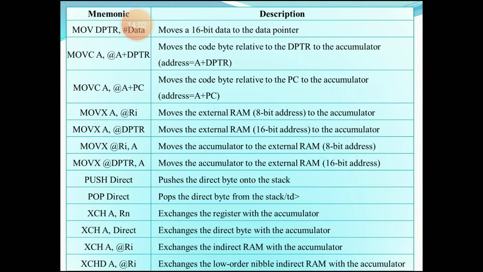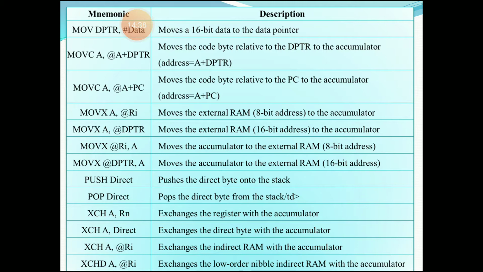Now the push and pop operations are used to transfer data onto the stack. This instruction belongs to the direct addressing mode. The PUSH direct instruction copies the data from the address to the stack memory by using the stack pointer. The POP instruction retrieves the data from the stack, specified by the stack pointer, onto the address specified in the instruction. XCH A, Rn: this instruction exchanges the contents of the accumulator with the Rn register.